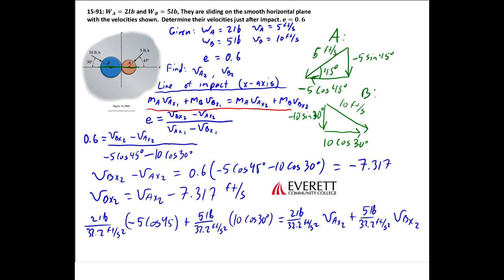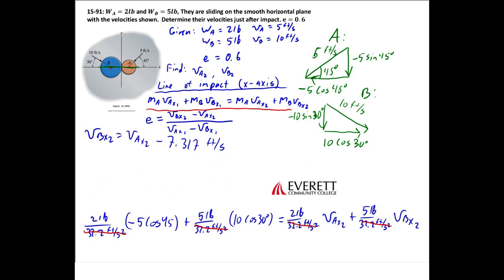You notice that all of the terms here have 32.2 on the bottom, so I'm just going to multiply both sides by 32.2 to simplify things a little bit. If I multiply both sides by 32.2, that can cancel out. And we can do a little bit of calculation here. Looks like I'm out of room, so I'm going to erase a few things. Okay, I just made a little bit of room there.